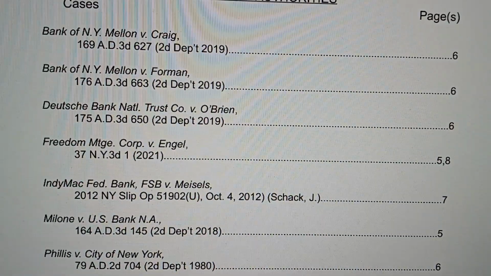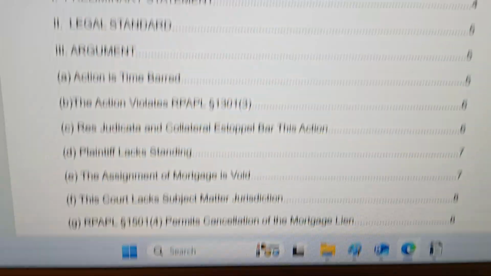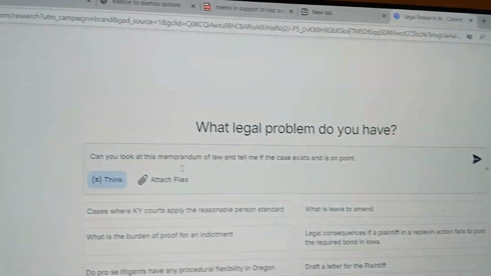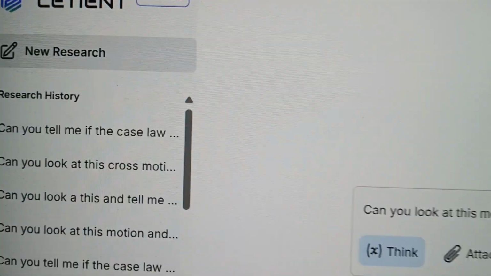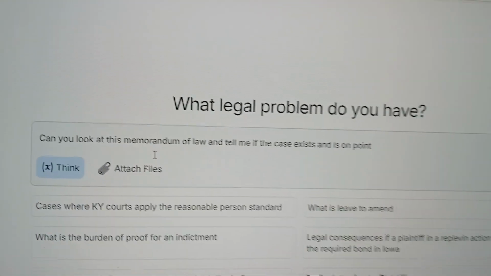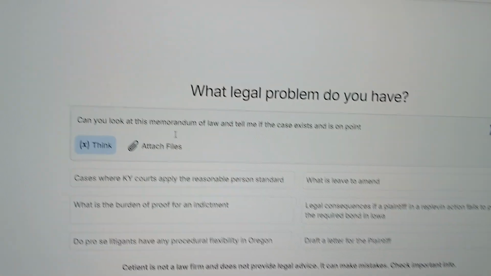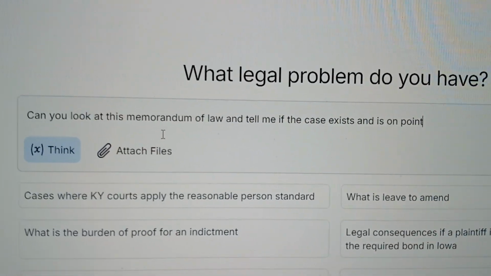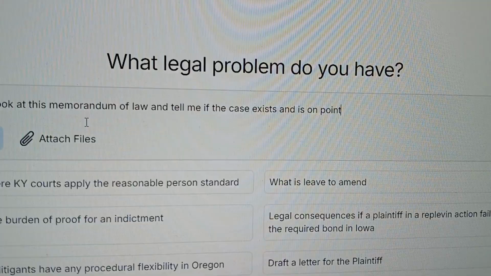And so after this memorandum was done, if you're going to write a memorandum of law, you want to check it with Cetient. Okay, so I go to Cetient. It's probably the best case law cross-reference system out there. It's not too expensive. It's like $5 a month, so it's worth it. So if you ask it a question, I would say, can you look at this memorandum of law and tell me if the case exists and is on point?